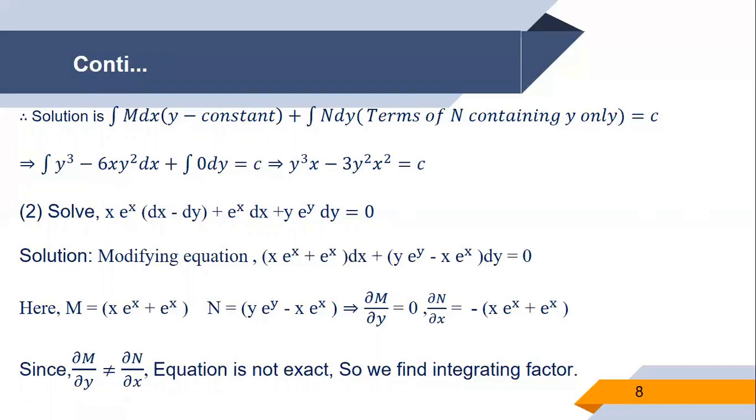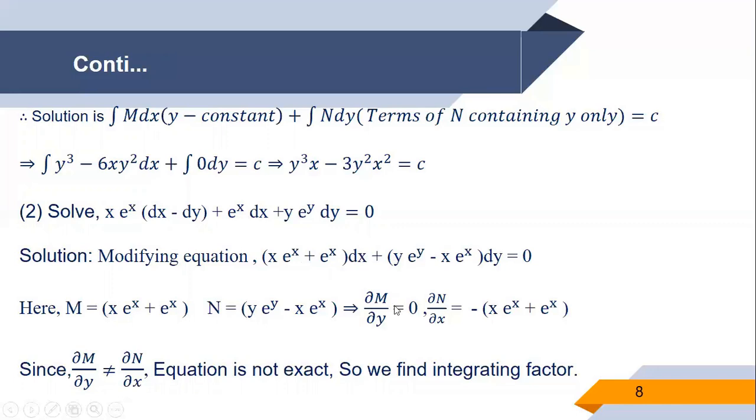Now another example, solve (x eˣ − dy + eˣ dx + y eʸ dy) = 0. So first of all, we write it in the form M dx + N dy. So the modified equation is (x eˣ + eˣ) dx + (y eʸ − x eˣ) dy = 0. So this term is M, this term is N.